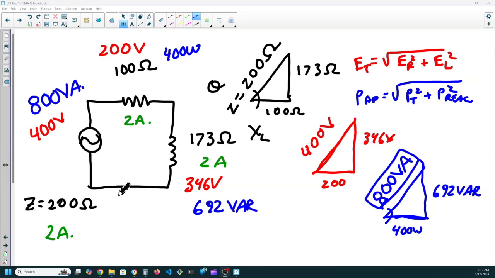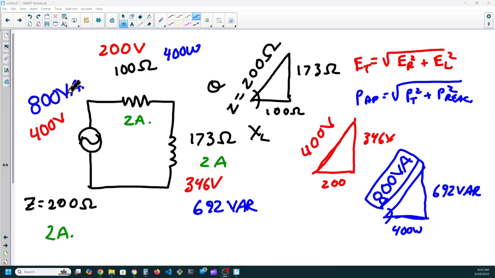The impedance is 200 ohms. We found that as the hypotenuse of our impedance triangle: 100 squared plus 173 squared, take the square root, you get 200. And then we found Ohm's law, 400 divided by 200 was 2 amps. And then we figured our voltage drops, we figured our power dissipations, and here we have 800 volt amps.